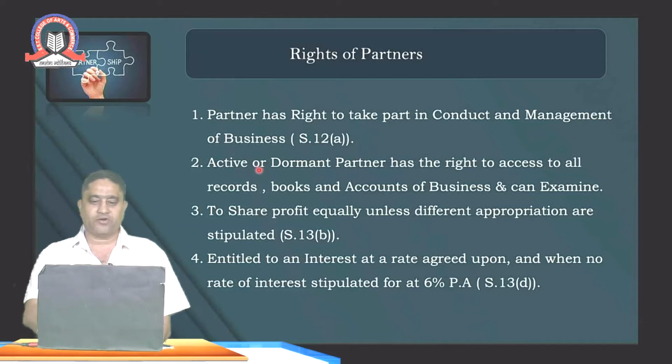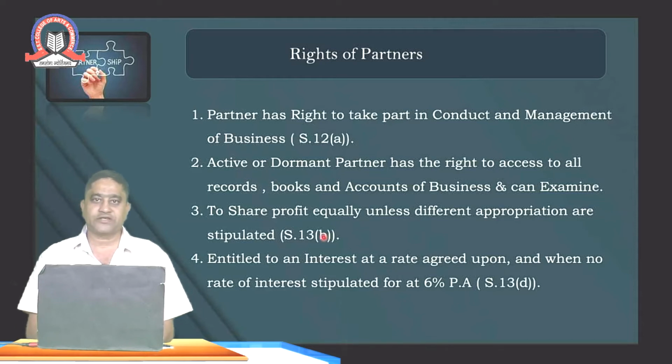Also, the active or the dormant partner, dormant meaning the sleeping partner, has the right to access all the records of the partnership firm. He can check, inspect and examine the books of accounts, and he should inform prior to checking the books of records. He has the right to share profit equally unless different appropriation is stipulated, as mentioned under Section 13(b) of the Partnership Act. The right of partners is to share the profits.